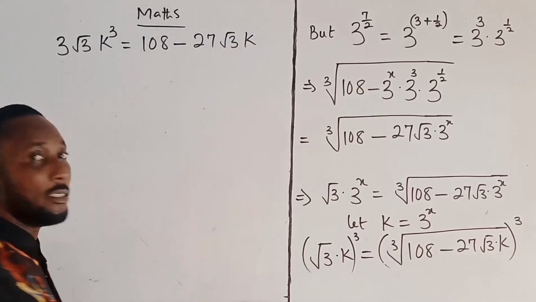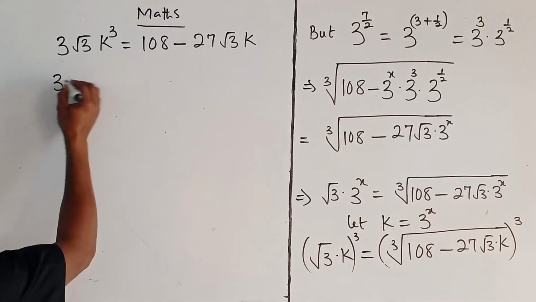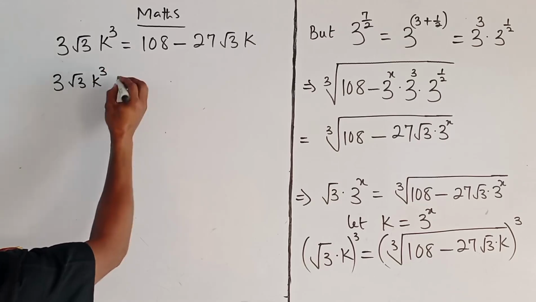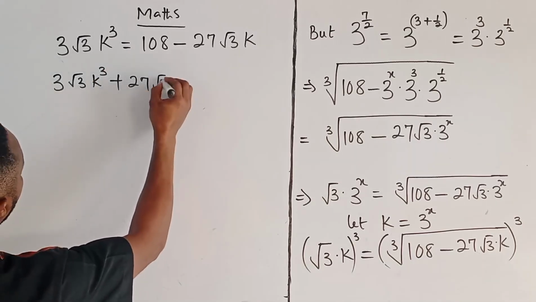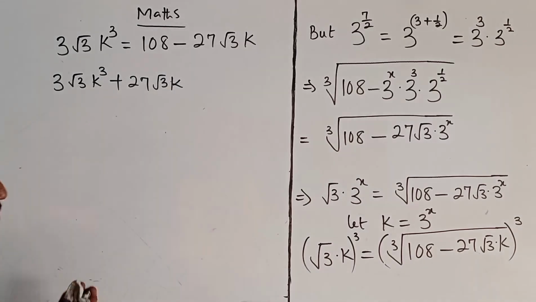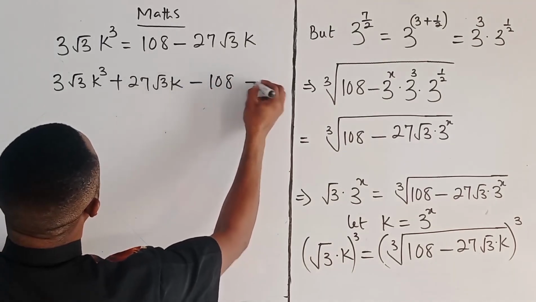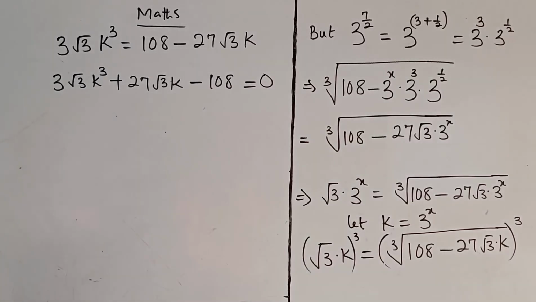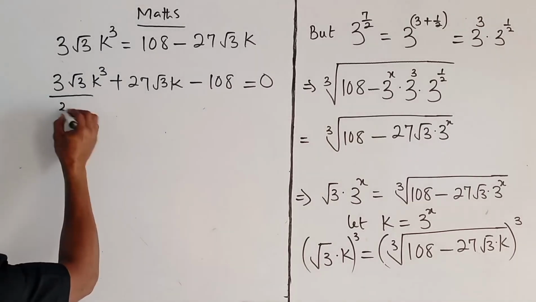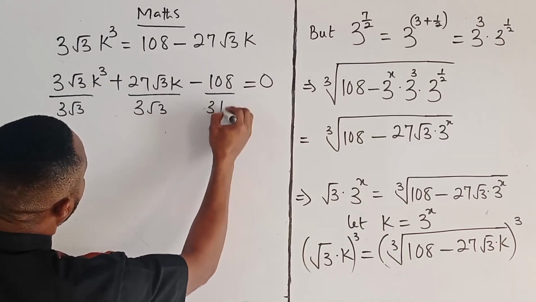Okay, it's actually a depressed cubic equation. So I will rearrange this. This is 3 rad 3k cube plus 27 rad 3k minus 108, everything equal to 0. Let me divide both sides by 3 rad 3.